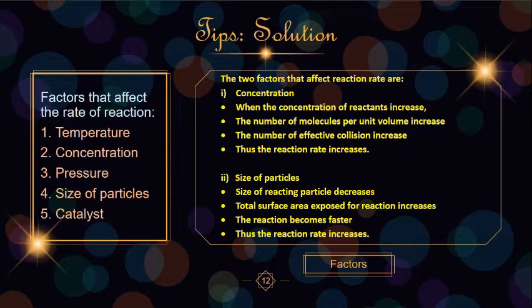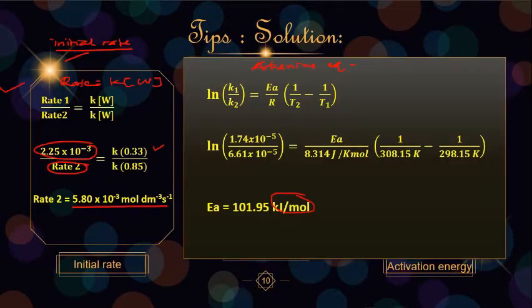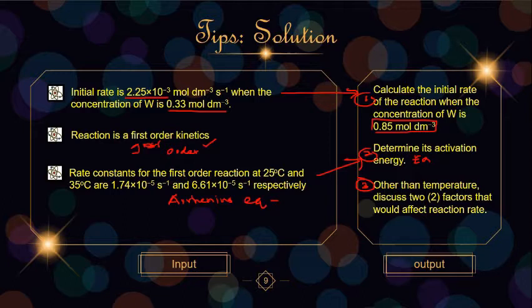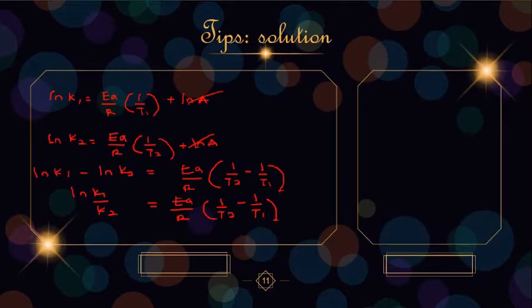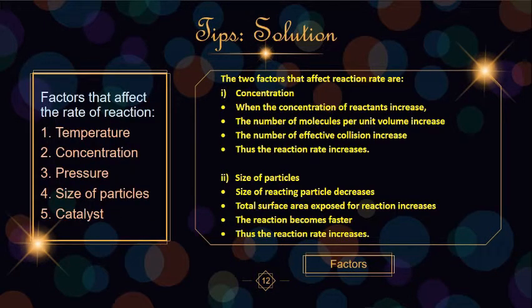For the next question, it asks you, other than temperature, to discuss two other factors that will affect the reaction rate. But before that, we'll discuss what the factors that affect the rate of reaction actually are. The first is temperature. The second one is concentration. The third maybe pressure, size of particles, and catalyst. I listed all the factors that affect the rate of reaction. But this question already mentions except temperature, so you actually need not discuss temperature.